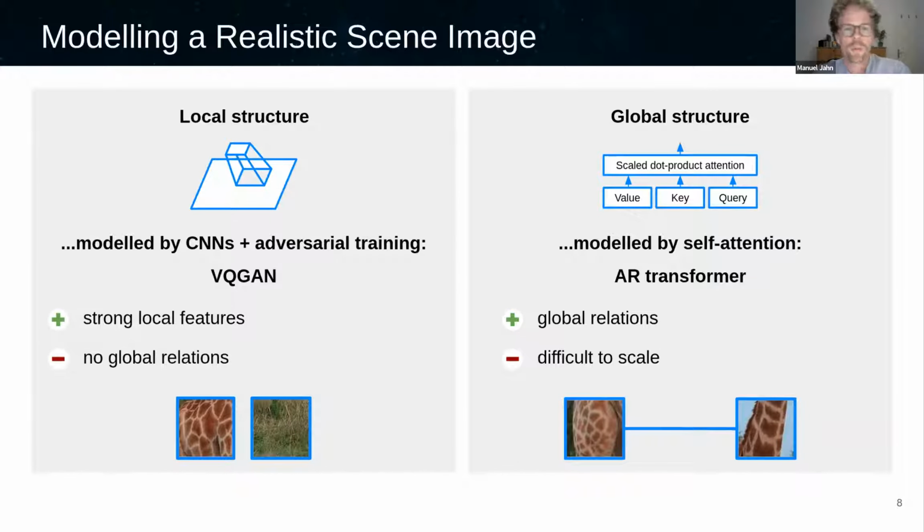In our approach, both the local and the global structure are modeled by an expert in this field. For years, convolutional neural networks have been used successfully for modeling local image features. We combine them with adversarial training to get the VQGAN method, which I will explain in a moment. However, they do lack an understanding of global relations. Self-attention, on the other hand, has been used efficiently to model global structure, and thus we use an autoregressive transformer. Transformers, however, scale quadratically and cannot be efficiently used in pixel space. But we show how, when combining the two, you get the best of both worlds.